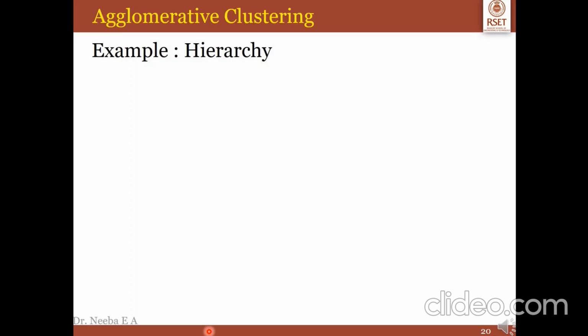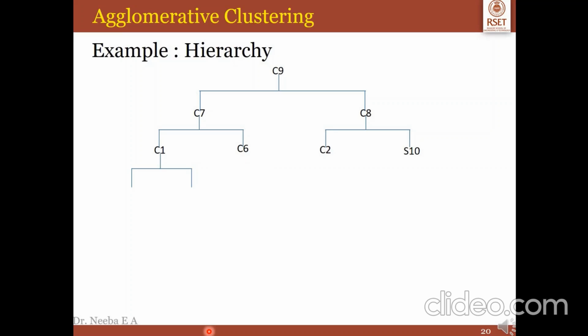So how will this look? We have 9 steps or 9 clusters. Cluster 9 will have C7 and C8. C7 will have C1 and C6. C8 will have C2 and S10. Now C1 will have S4 and S8, and C6 will have C4 and C5. Cluster 2 will have S5 and S6.